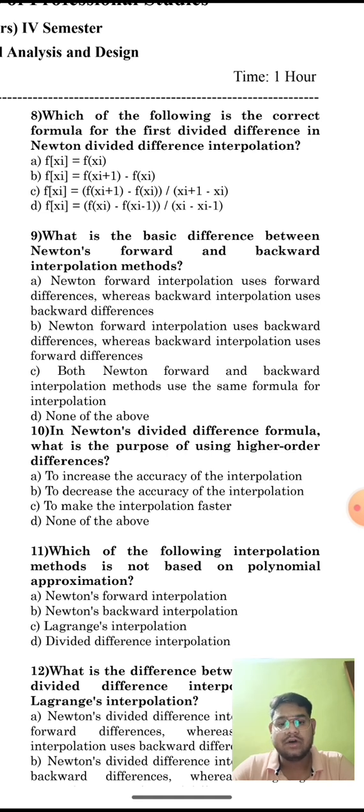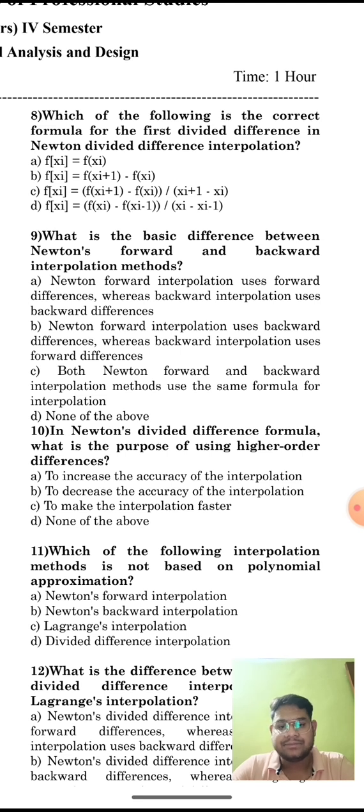Option B. Newton's forward interpolation uses backward difference, whereas backward interpolation uses forward difference. Option C. Both Newton forward and backward interpolation methods use the same formula for interpolation. Option D. None of the above. The correct answer is option A. Newton forward interpolation uses forward difference, whereas backward interpolation uses backward differences.